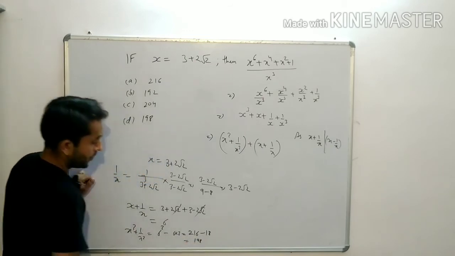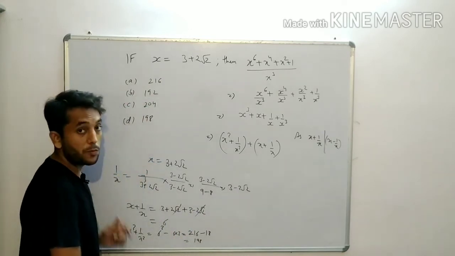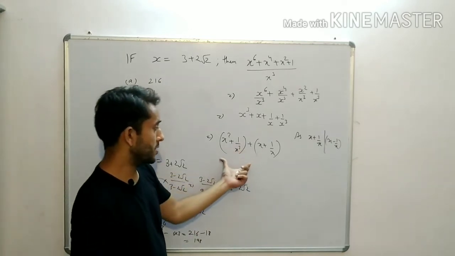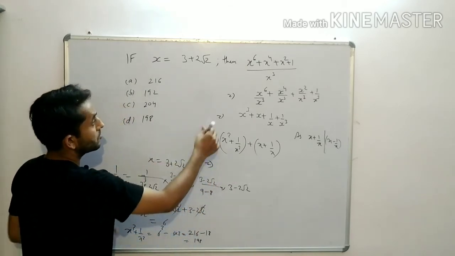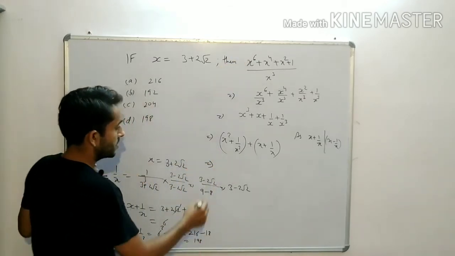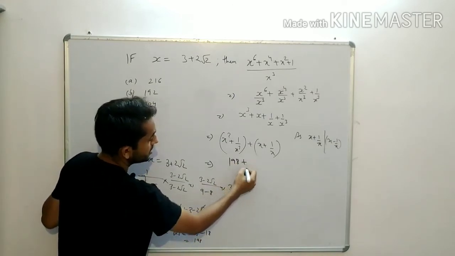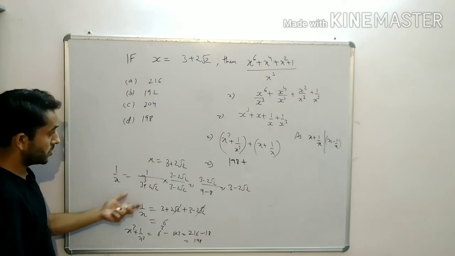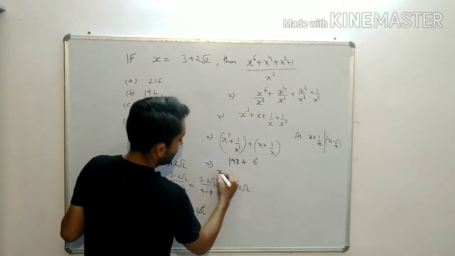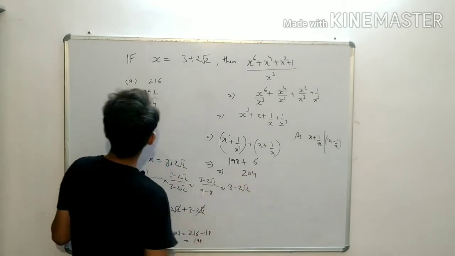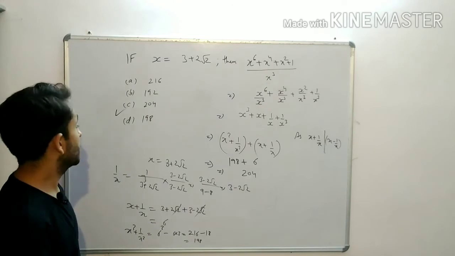198. So we just simply put value of x cube plus 1 by x cube in this expression and x plus 1 by x in this expression. So we can easily find out value of this expression. X cube plus 1 by x cube, 198, plus x plus 1 by x, 6. So answer will be 204. Our option number C is the correct option.